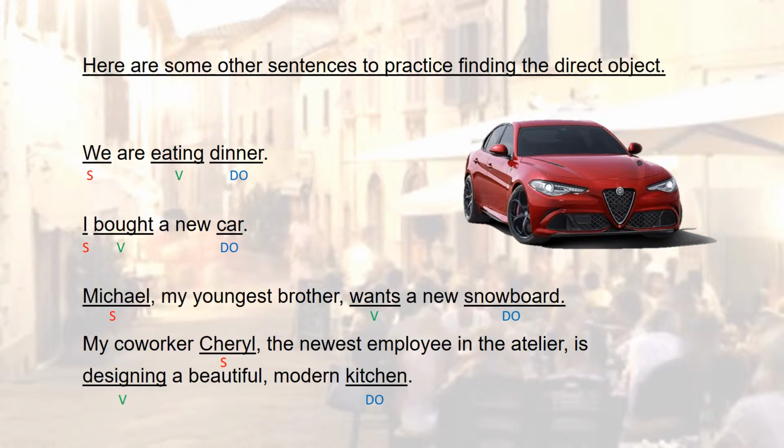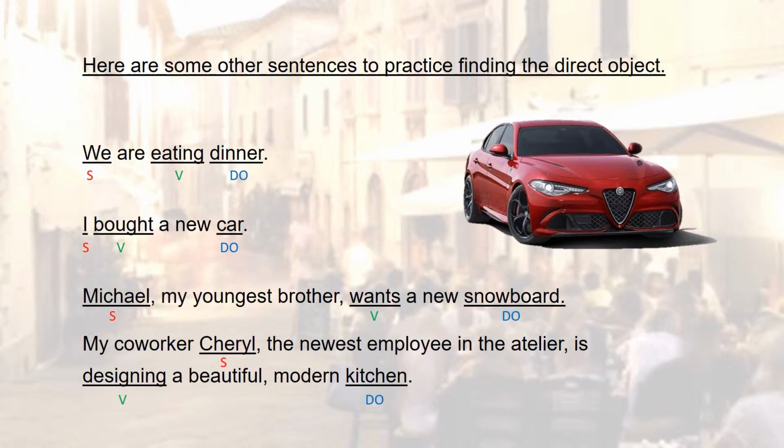In the second sentence, I bought a new car. I am the subject in this sentence. I'm the one that performed an action. What action is it that I performed? Well, I bought something. So that makes bought the verb in this sentence. Now, if we look for a noun that comes after the verb, the only one here is car. New is simply an adjective that describes the car. That makes car the direct object of the sentence. I, the subject, bought, the verb, a car, the direct object. I bought a new car.